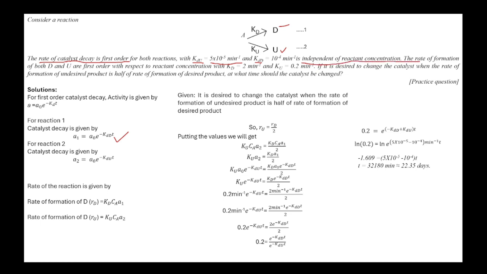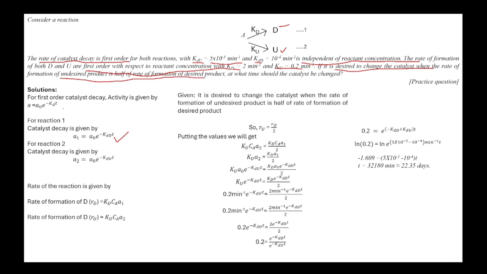The rates of formation of both D and U are first order with respect to the reactant concentration, with Kd as the reaction constant for desired and Ku as the reaction constant for undesired. If it is desired to change the catalyst when the rate of formation of undesired is half the rate of formation of desired, at what time should the catalyst be changed?